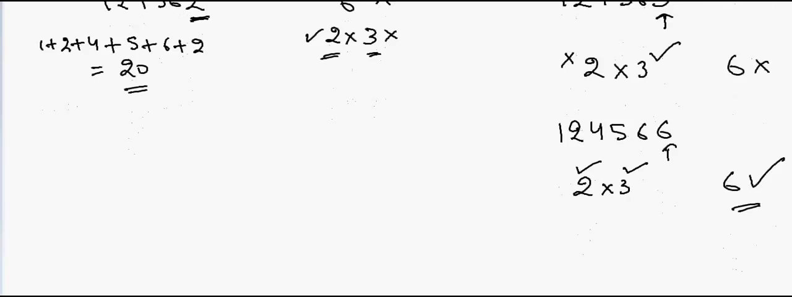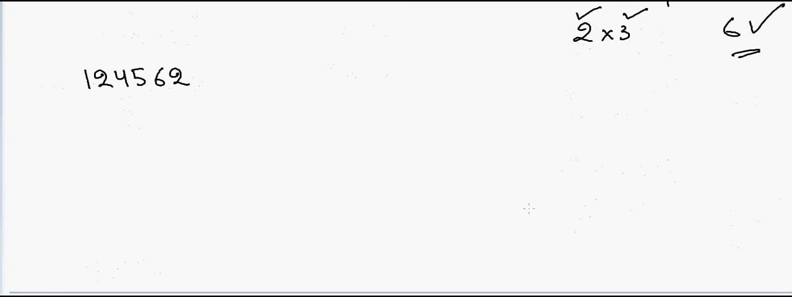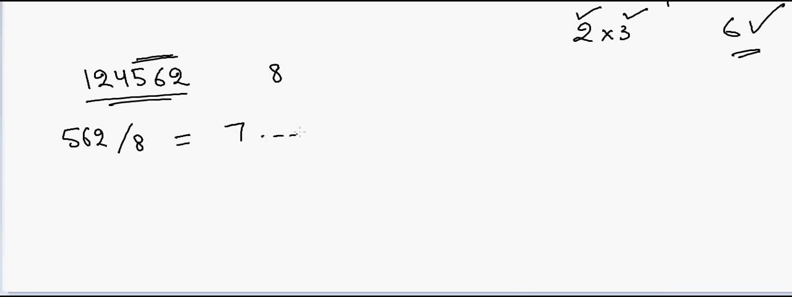Now let's go for 8. So now we have 1 2 4 5 6 2, and we want to find out whether this number is divisible by 8. In that case, we'll take the last 3 digits and see if 562 is divisible by 8. If we divide it by 8, I can see that it gives 70 and then something which is not divisible by 8. So this number is not divisible by 8, so this whole number should not be divisible by 8.